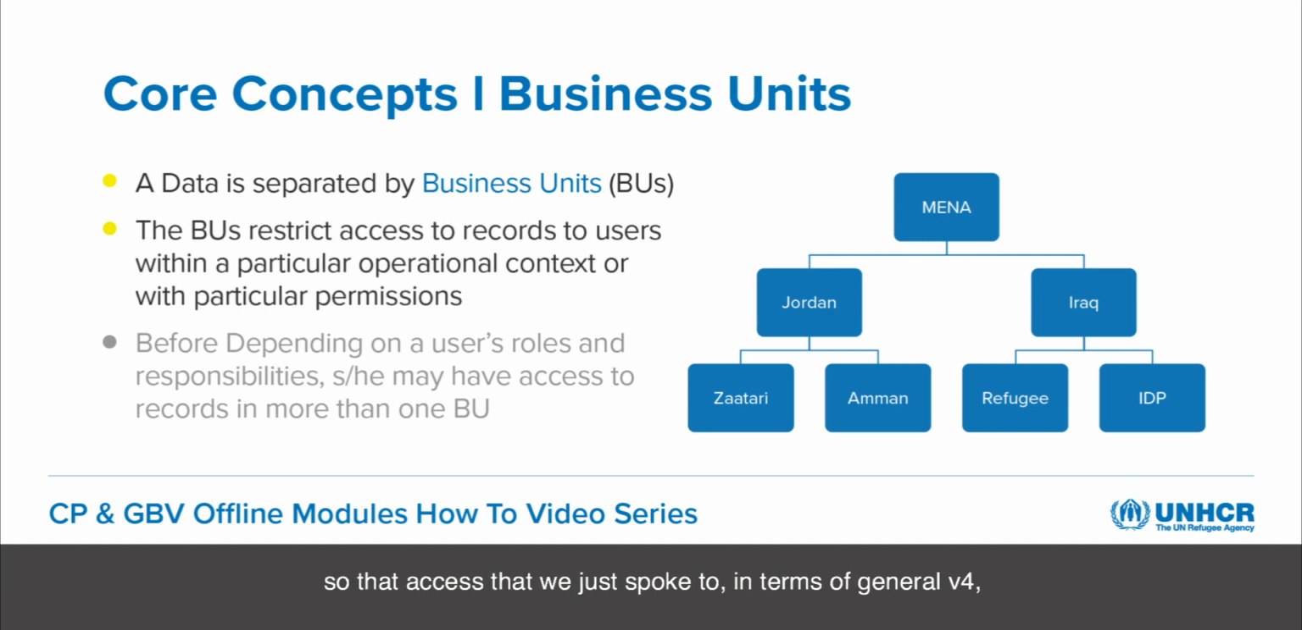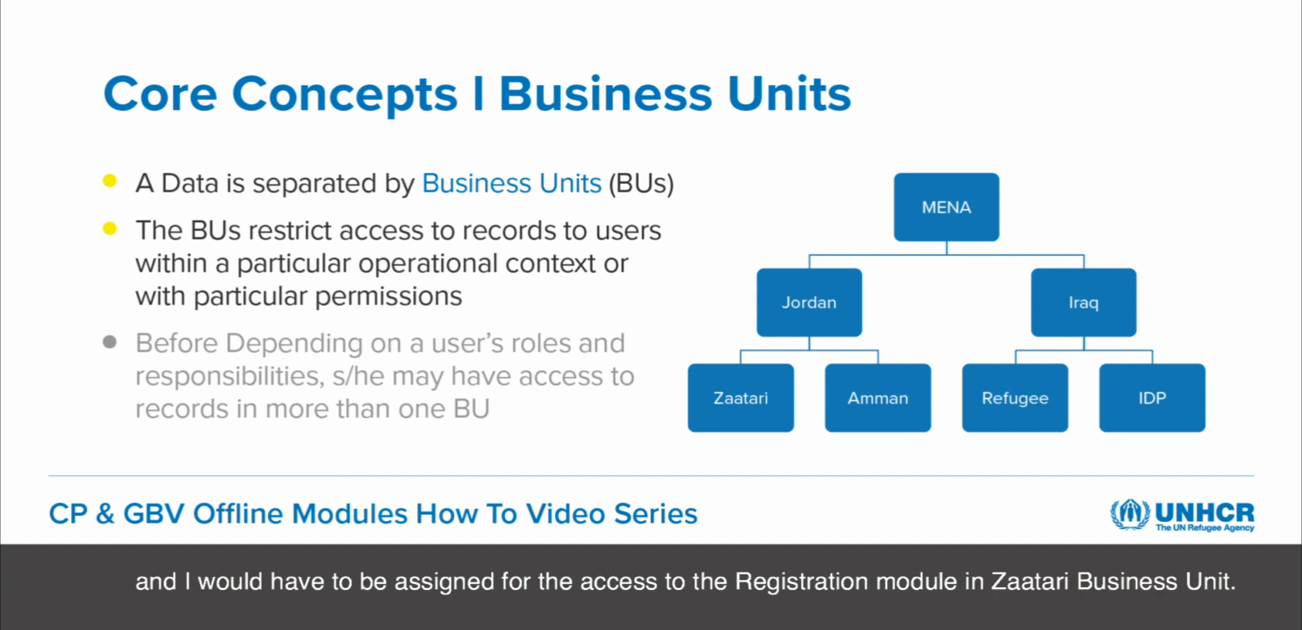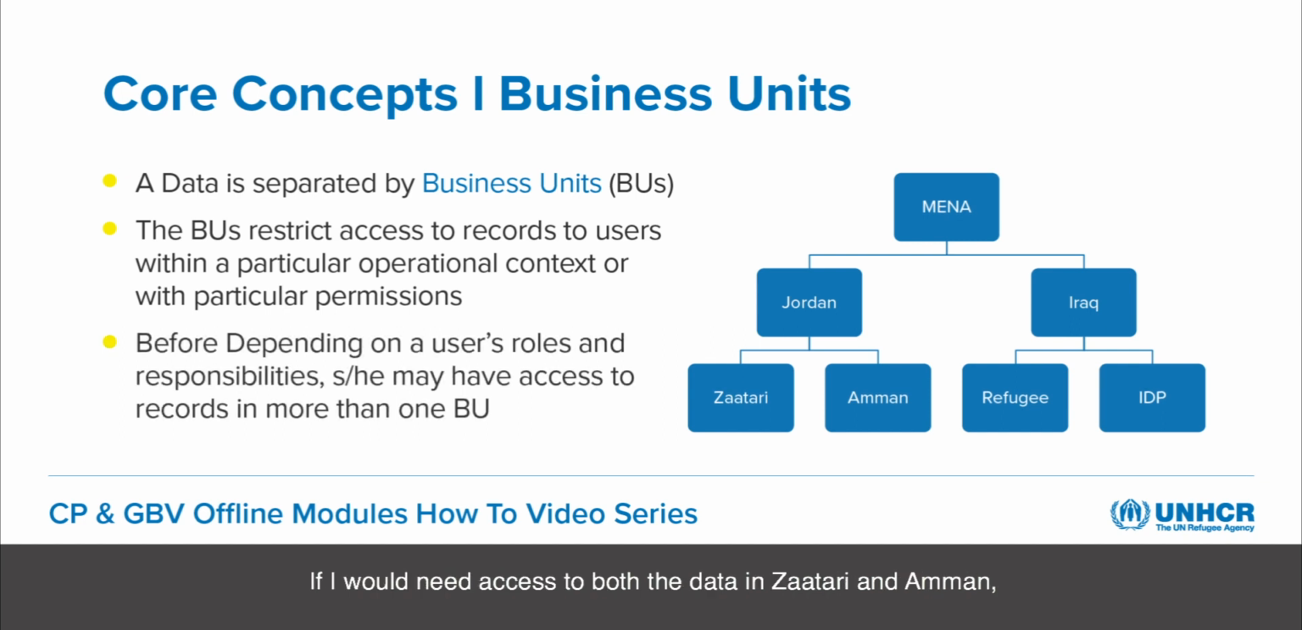So that access that we just spoke to in terms of general V4 does not apply to all of the information across all of the modules. It would be specific to that business unit. So I might have access to the registration module, and I would have to be assigned that access to the registration module in the Zatari business unit. If I would need access to both the data in Zatari and Amman because of my position, then I would need to assign a user profile for registration level 1 for Zatari, and registration level 1 for Amman.